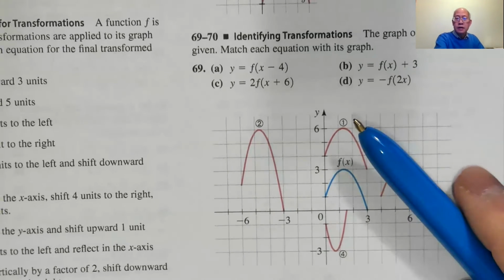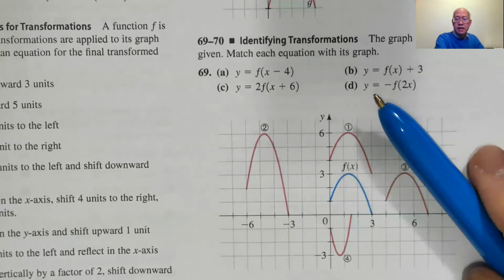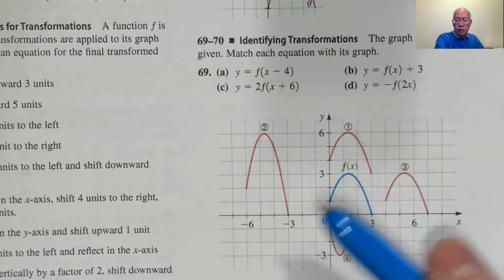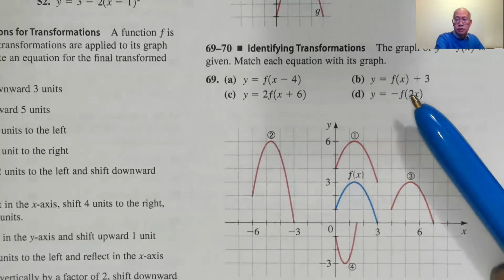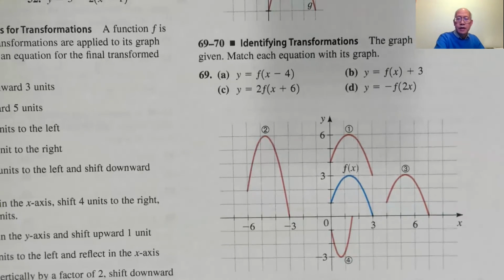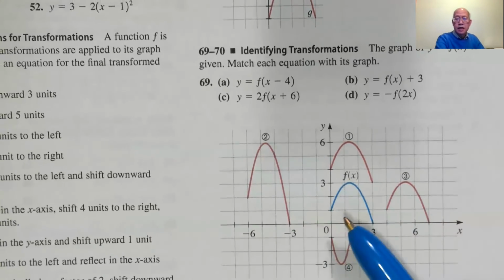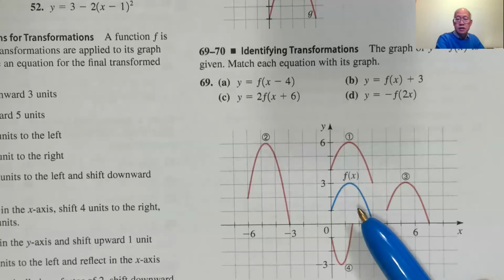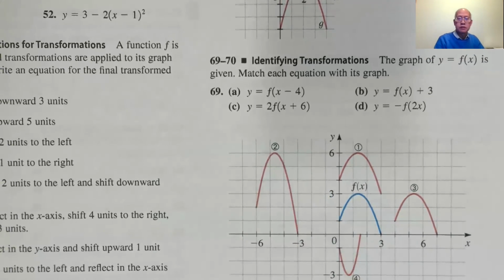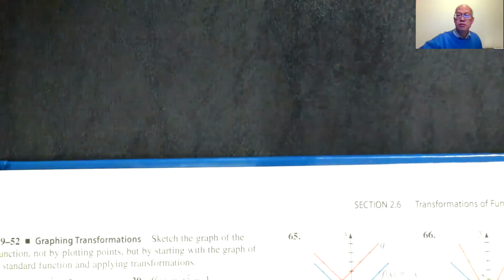Okay, and let's see. Well, D is the only one that has any reflection in the x-axis. You don't have to go the other way. And it's also a shrink, a horizontal shrink. So D should be 4. And therefore, by process of elimination, 2 should be C. And let's check that moves 6 to the left, but a vertical stretch of 2 also. Okay. All right, so that was section 2.6.